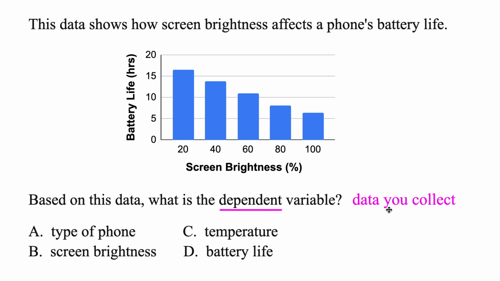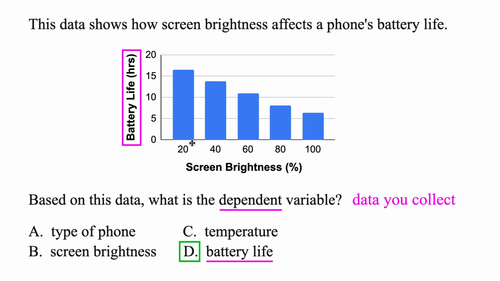So again, what are we collecting here? Well, if you set your brightness level to 20%, it looks like this battery is going to last about 16 hours. And that's the data that we collected. How many hours the phone lasts, or the battery life for the device. So this is the data that we're interested in, and battery life is the dependent variable. Same thing as what we're finding out at the end of the experiment.